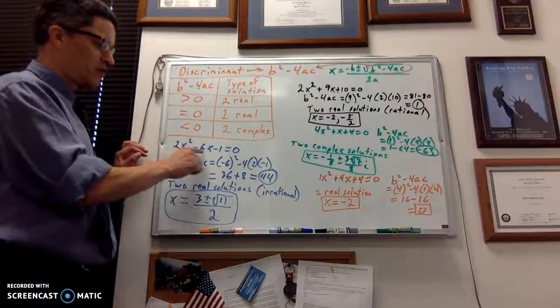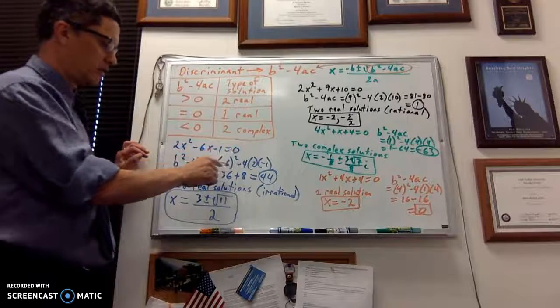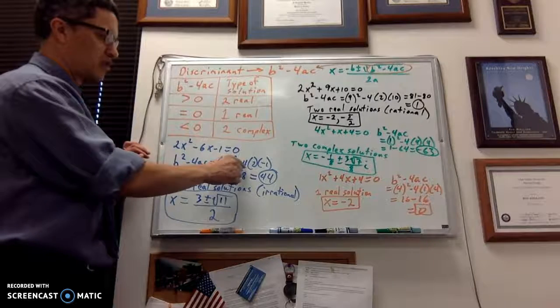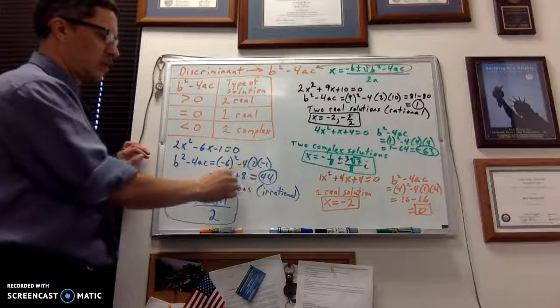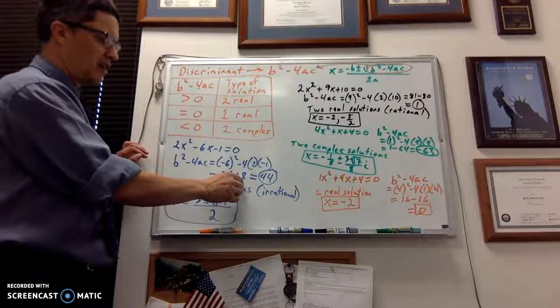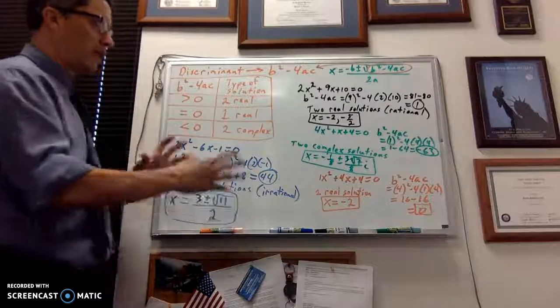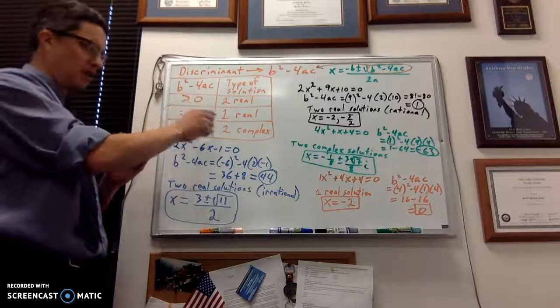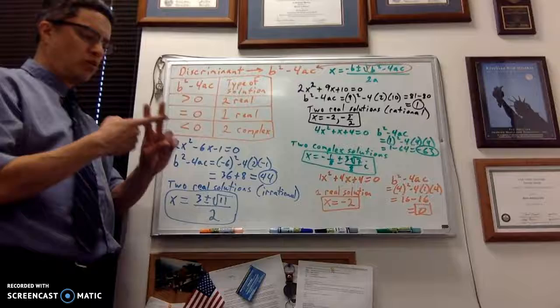2x squared minus 6x minus 1 equals 0. So plugging it all in, I've got negative 6 squared minus 4 times 2 times negative 1, which is 36 plus 8. That becomes 44. Okay, so that's 44. 44 is a number bigger than 0, right? Which means I'm going to have two real solutions.